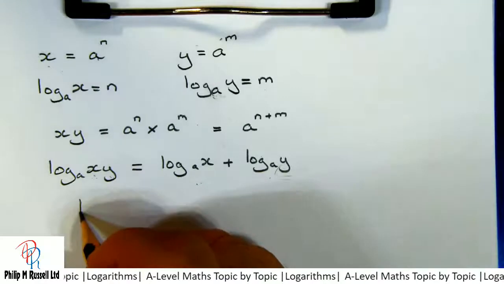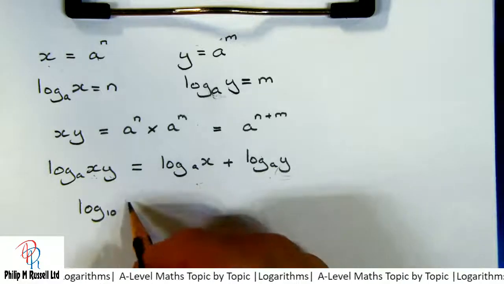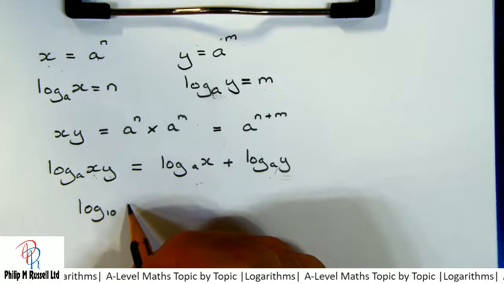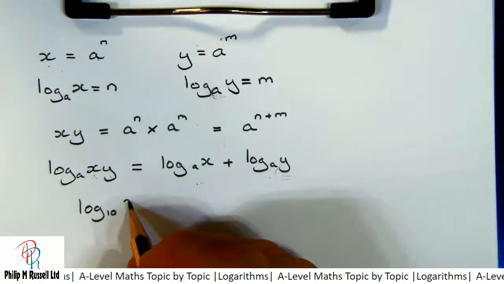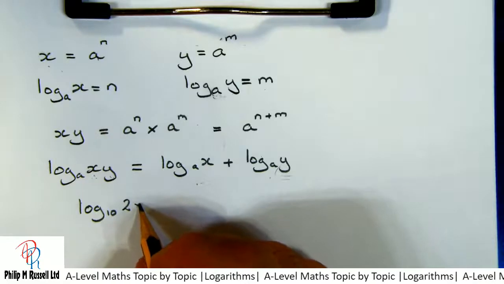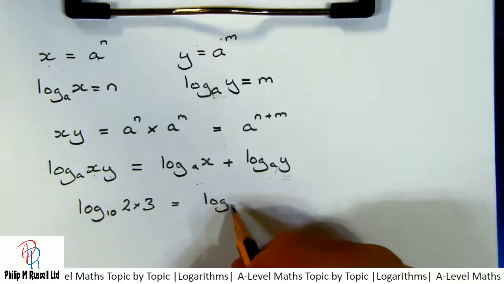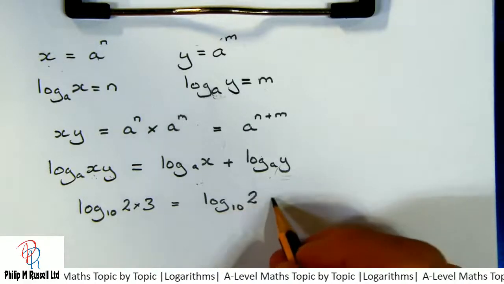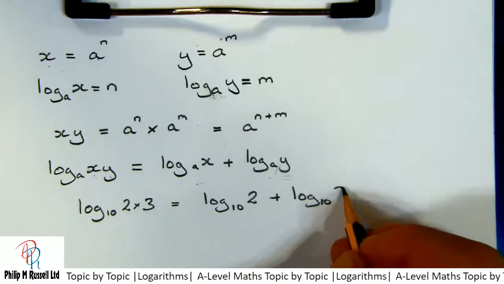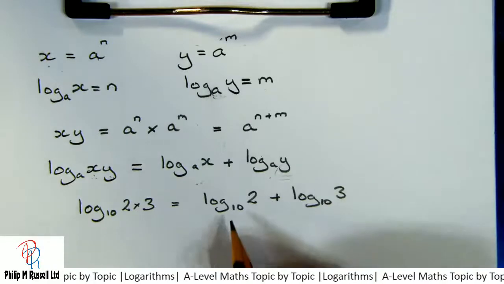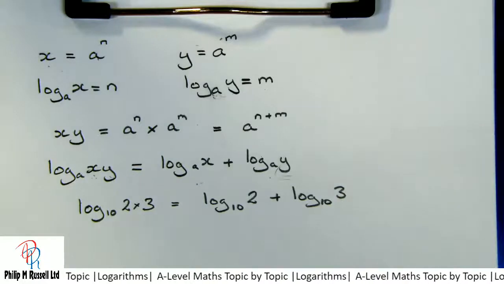So let's suppose I want to take the log, and I'm going to use log to the base 10 of a number. So we're going to multiply 2 by 3, and that's going to be by taking the log to the base 10 of 2, and we're going to add that to log to the base 10 of 3. So let's get the calculator out and see if we can do this.